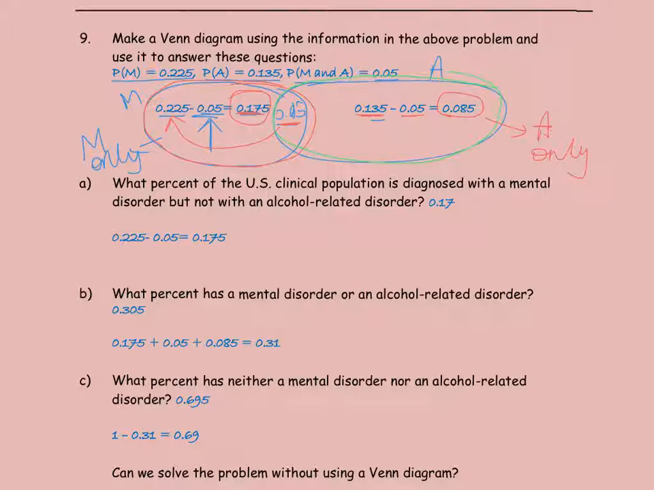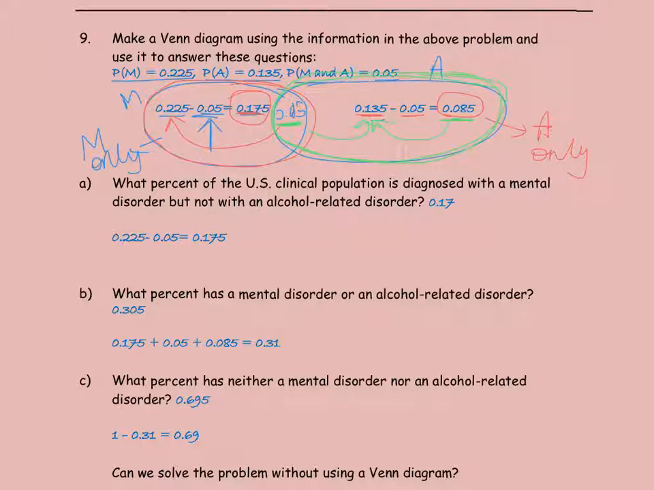Now if I say what's the probability of alcohol related disorder in general, it would be everything inside the green circle. So that would be 0.05 plus the 0.085, which is equal to 0.135. If I add these two, obviously I'm going to get back 0.135. So now this completes the calculations mostly.